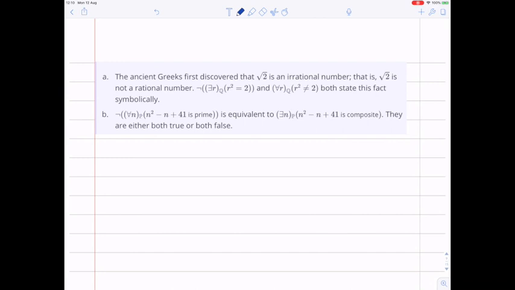So for example, the ancient Greeks discovered that root 2 is an irrational number, i.e. it's not a rational number. So symbolically, we could say it is not the case that there is a number r in the rational numbers such that r squared is equal to 2. Or you could say that for every element r of the rational numbers, r squared is not equal to 2. And they're both saying exactly the same thing. It's just that one uses a negated existential quantifier and the other uses a universal quantifier.